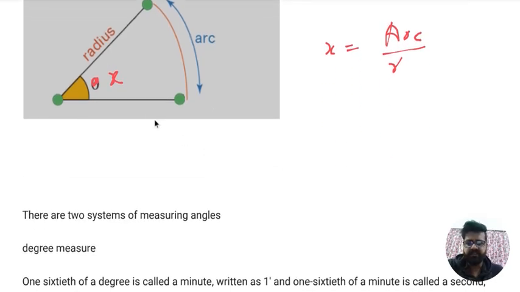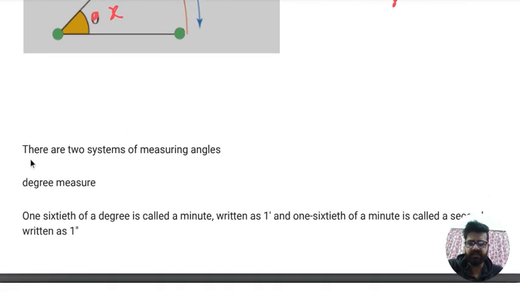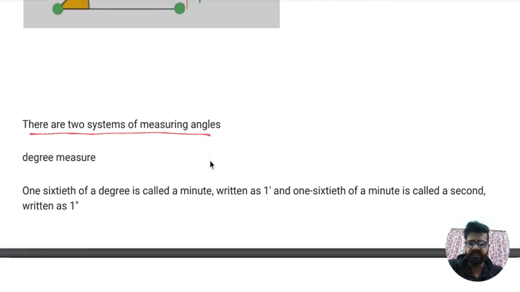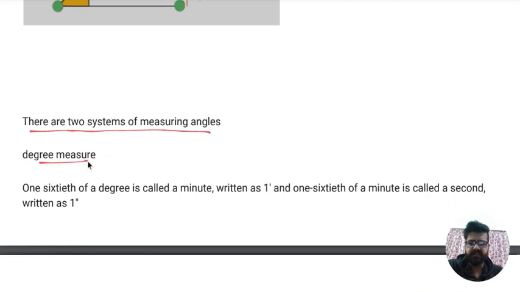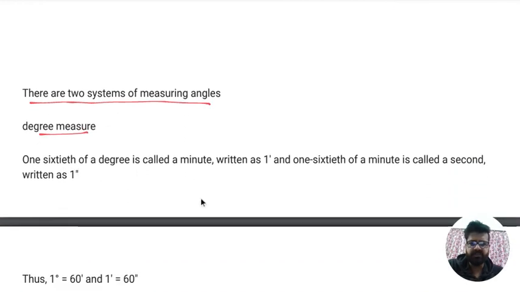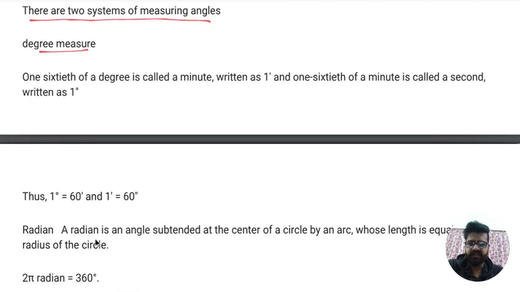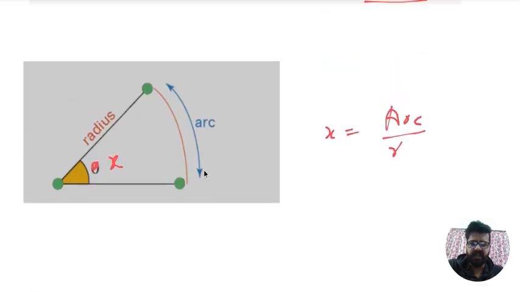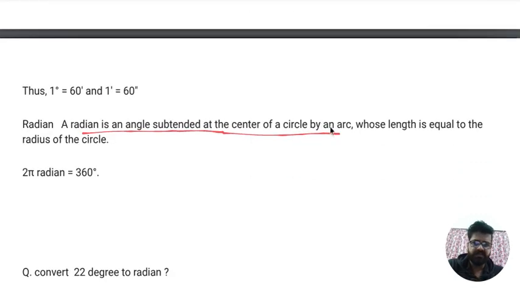And if we complete this angle, look at here, there are two systems of measuring angle. First one was the degree measure, and the total value of the angle, a complete rotation, is 360. And in radian, a radian is an angle subtended at the center of a circle by an arc. If the arc is more, then the angle will be large. So this is the second approach.